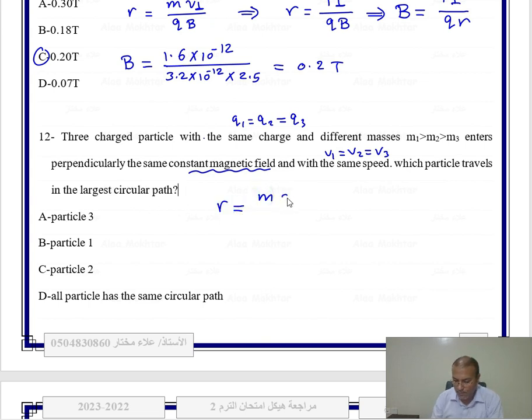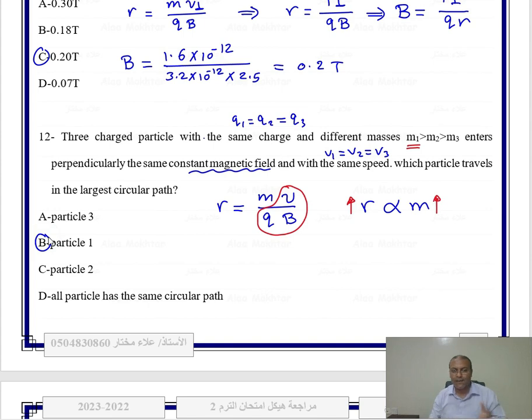R equals mv over qB. V is constant, Q is constant, B is constant. We can remove the constants and put a proportional sign. It means R is directly proportional to M. If the mass increases, the radius will increase also. Which one will travel in the largest path? The largest mass. It means particle number 1, because particle number 1 has the largest mass.